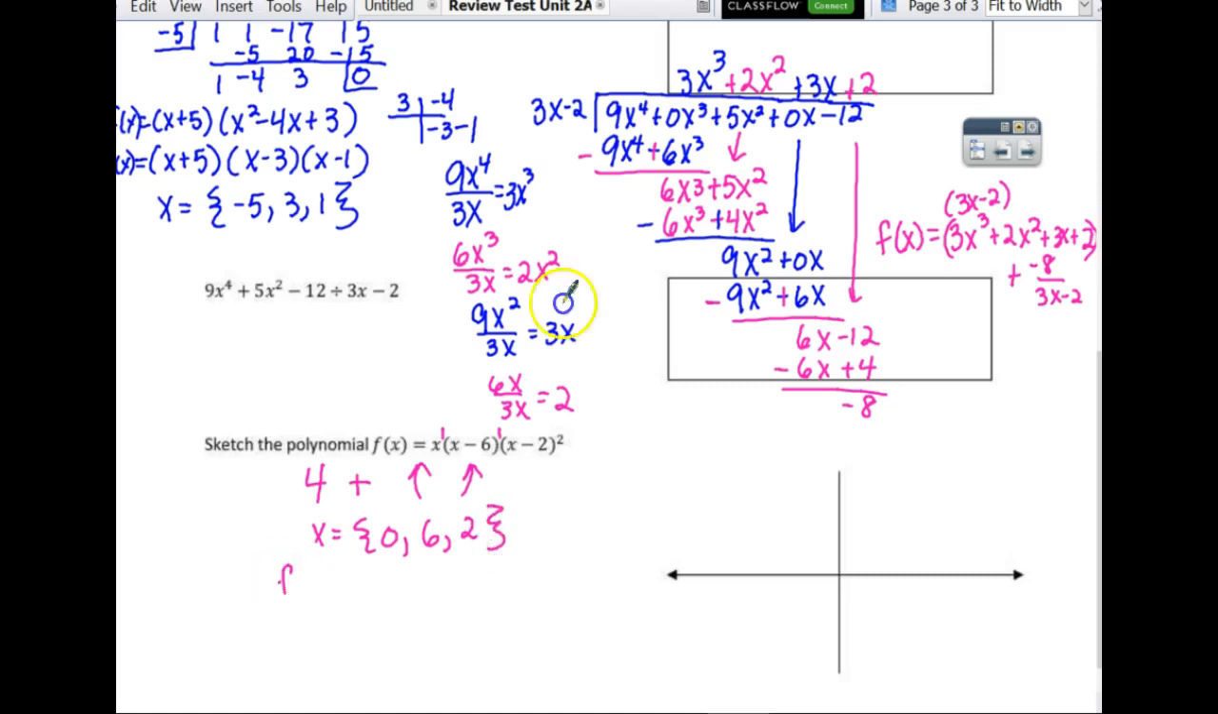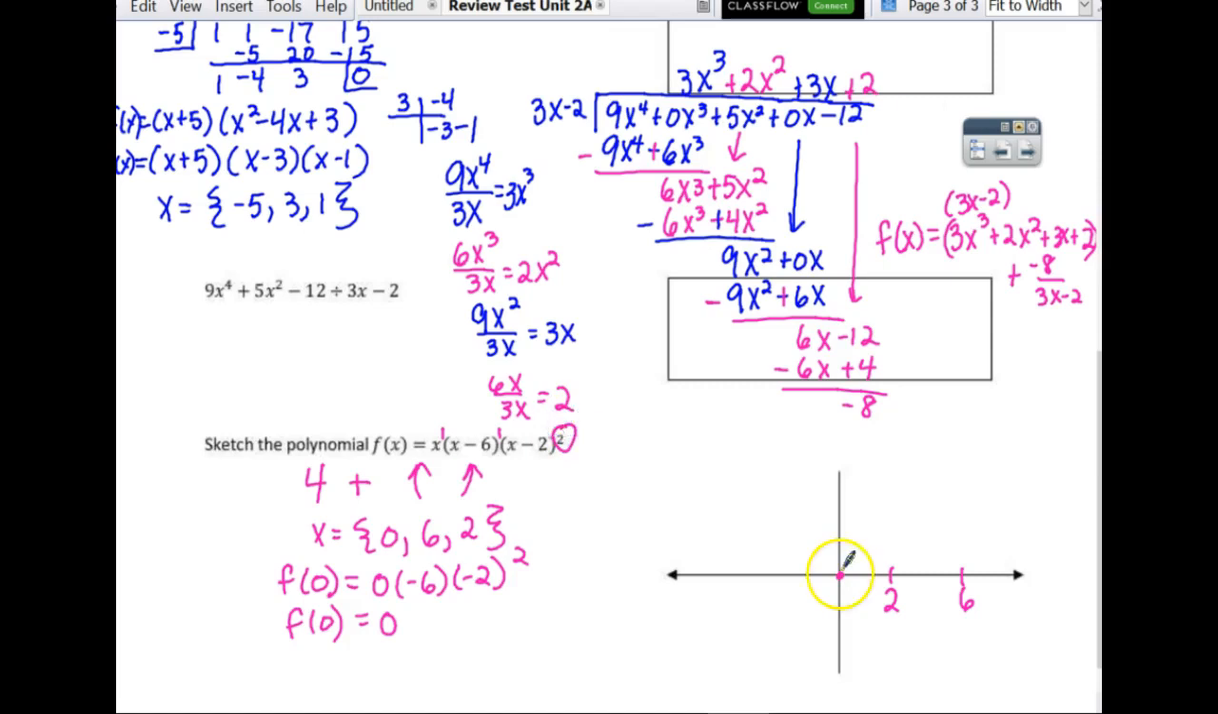And my y-intercept is going to be 0 times negative 6 times negative 2 squared, but 0 times everything is 0. So my y-intercept is going to be 0, 0 in this case. And I'm going to have 6 and 2. I know the end behavior is up and up. And I'm going to have a bounce at 2 because of this.